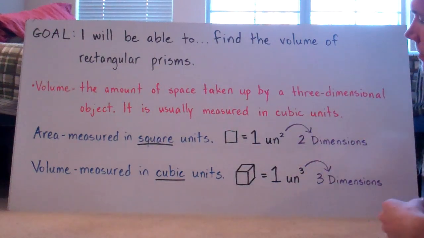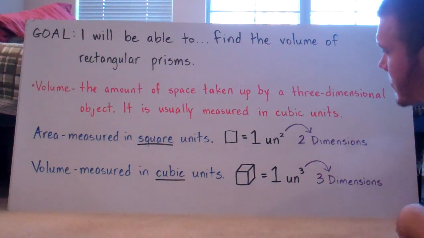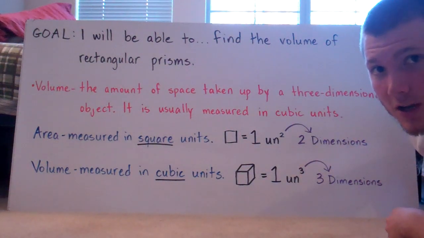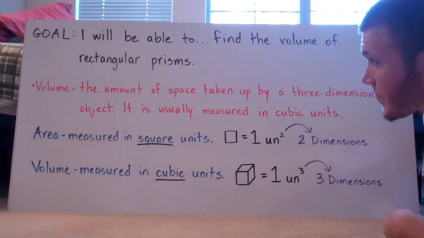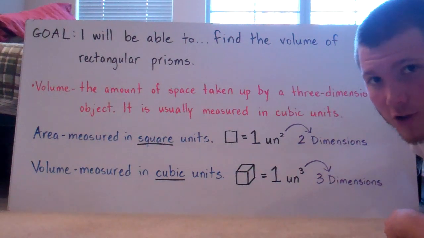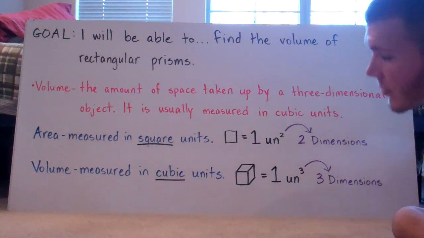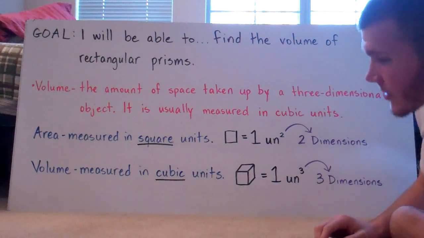Alright, so volume. That's the amount of space taken up by a 3D object. And it's usually measured in cubic units. I want you to put a star next to this. Alright, write this down.